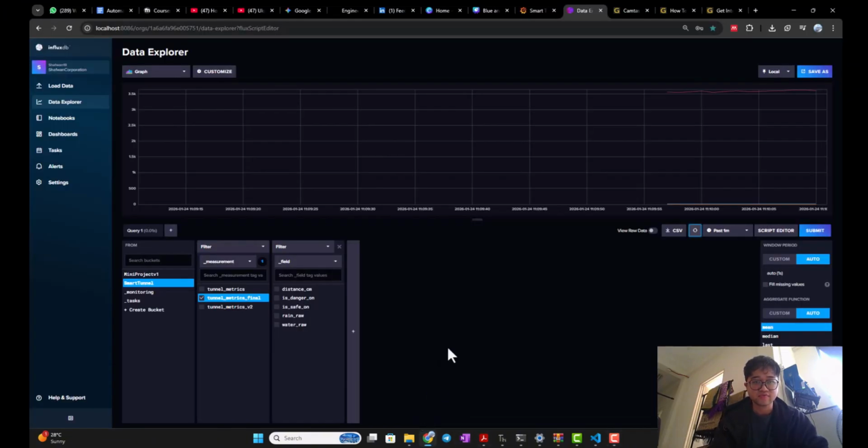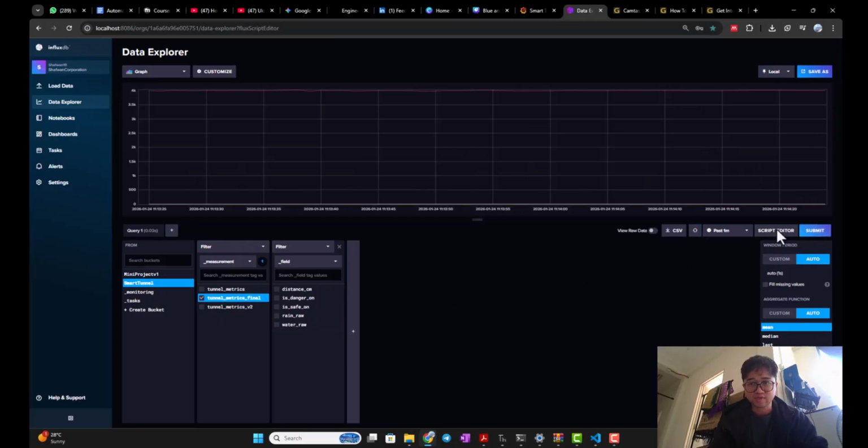So this is the interface for the cloud, and this is the bucket, and also the metric for all the distance, which is from the ultrasonic sensor here, the rain sensor here, and the water level sensor here. So if you submit, so this is what we are doing for the past 1 minute.